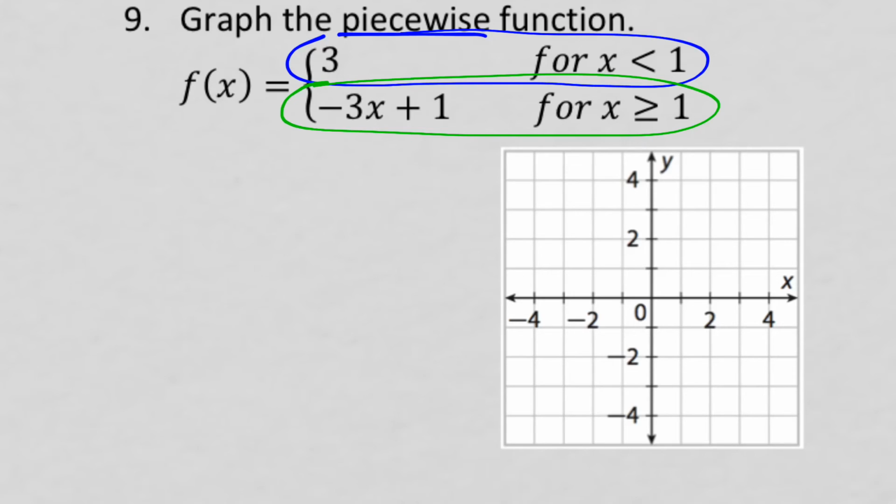Okay, so let's start with the one that I circled in blue. You're going to make an XY table, but instead of Y, put what it is that you're supposed to be plugging into.